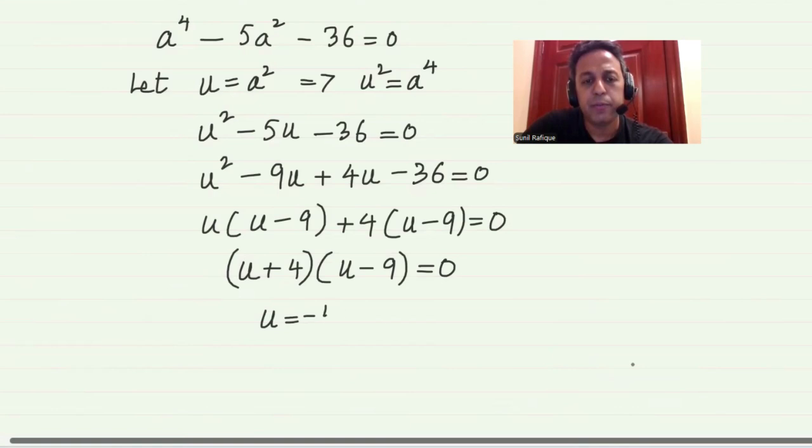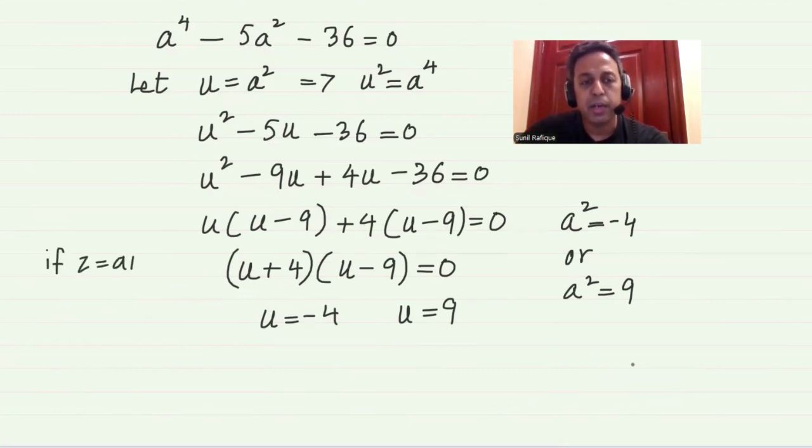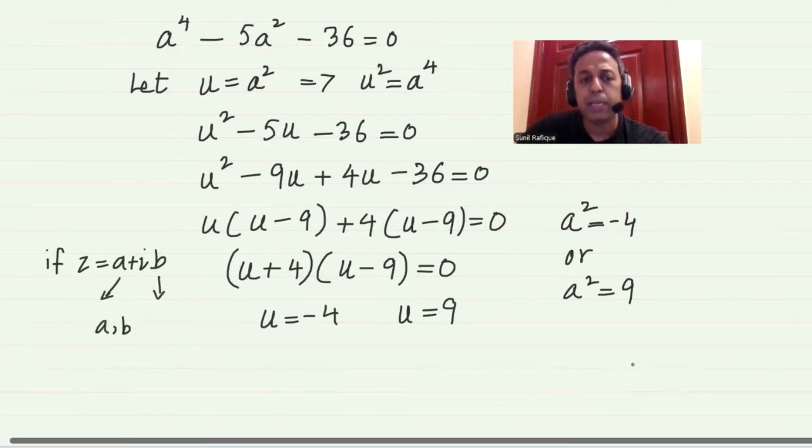u becomes negative 4 and u becomes positive 9. Are we looking for u or are we looking for a squared? We're looking for a squared, right? So a squared is negative 4 or a squared is positive 9. Now keep in mind, what did I tell you about the definition of the complex number? Remember, if z is a plus ib, a is the real part, b is the imaginary part, but a and b themselves, originally, are real numbers. So this is not applicable.